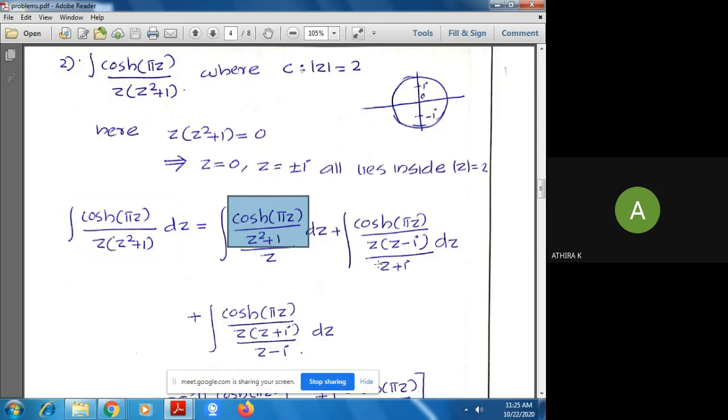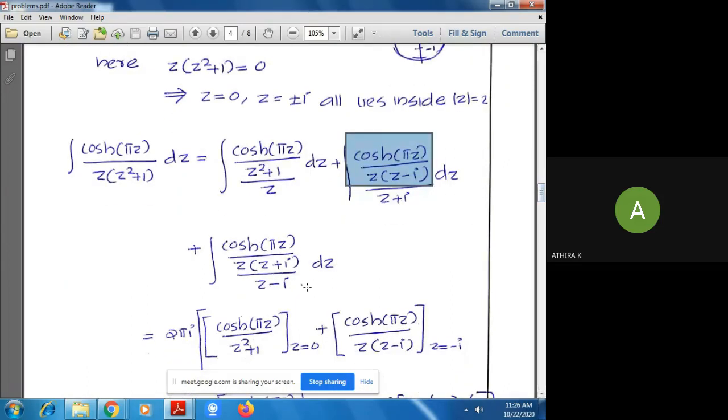And similarly, here −i is the singular point, so fix z + i in the denominator and f(z) = cosh(πz) divided by z(z − i). Similarly, we choose z = i as the singular point, so fix z − i in the denominator and make all other terms f(z) in the numerator, cosh(πz) divided by z(z + i) dz.